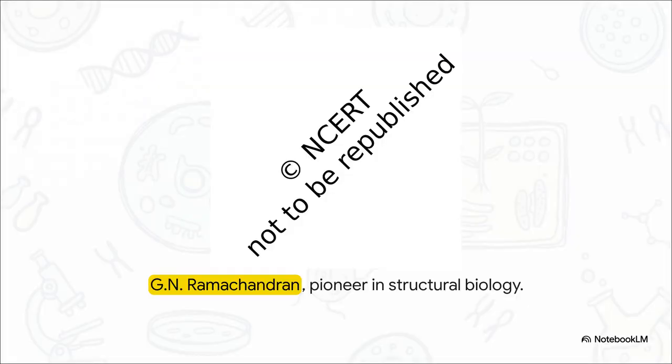And a true pioneer of this physicochemical approach was G.N. Ramachandran. Using the principles of physics and chemistry, he made some outstanding contributions to structural biology. Most famously, he discovered the triple helical structure of collagen way back in 1954. He's a perfect example of how analyzing life at the molecular level unlocks its greatest secrets.